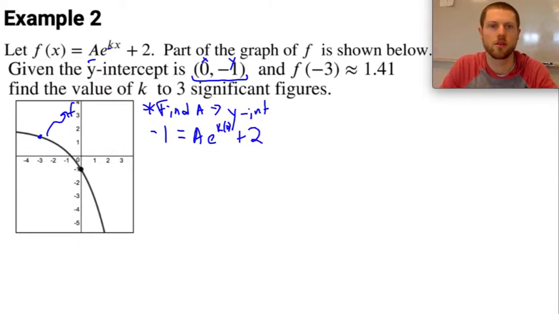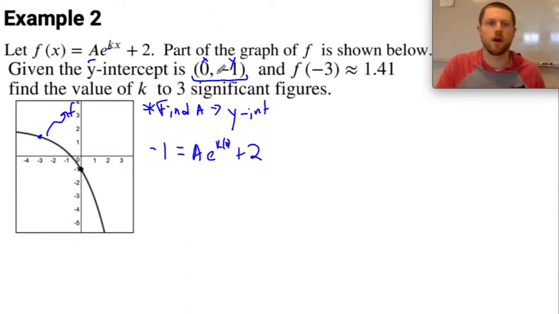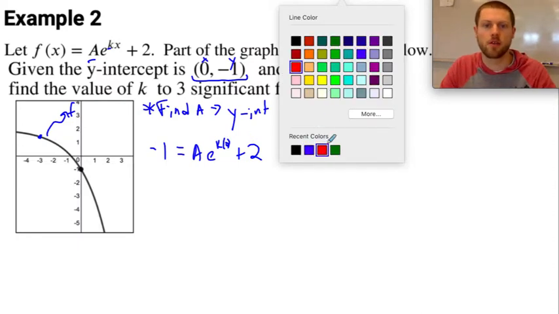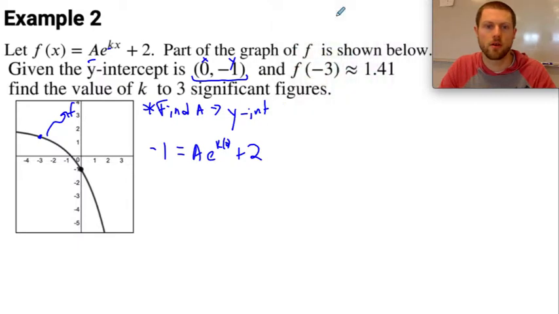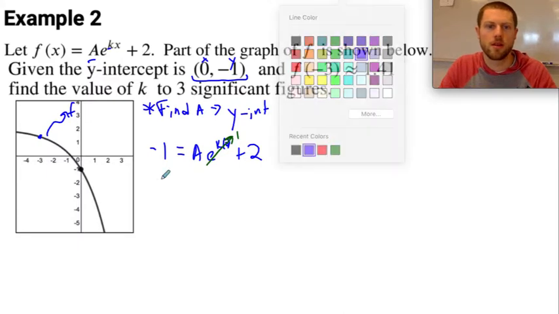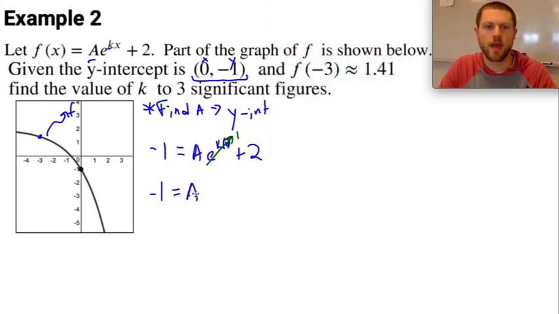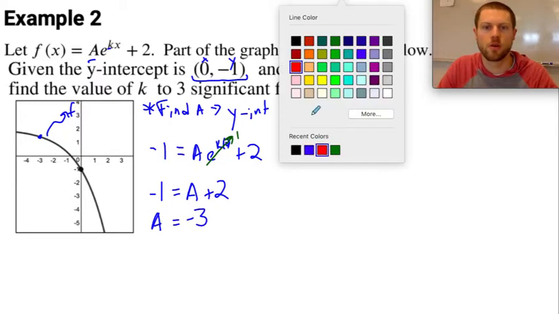And that's getting a little bit crowded, so I'm going to move this down. Yeah, there we go. Okay, so this is e to the k times 0 power. Well, 0 times k is 0, so I've removed the unknown k problem altogether. And actually this e to the 0 power is just 1. So this is going to all come out to equal -1 will equal a times 1, or just a, plus 2. So now we've got a real simple algebra problem. Looking for a, I subtract 2 from both sides. a will equal -3. And that's great. One unknown taken care of.